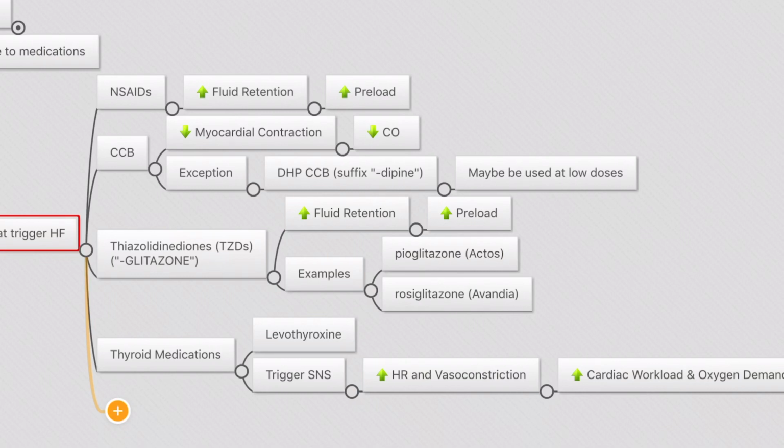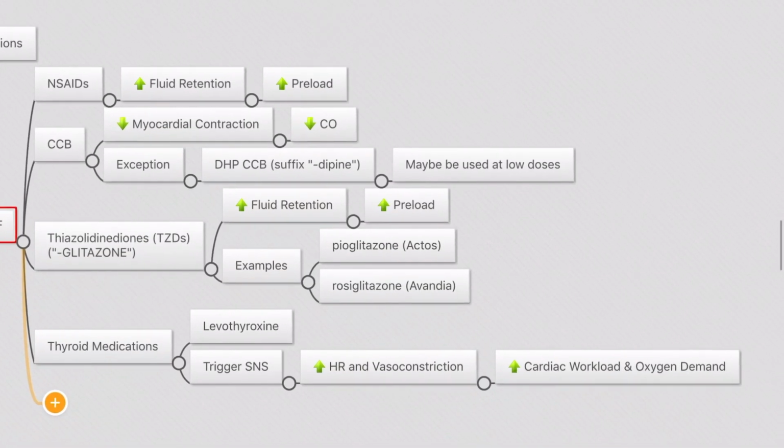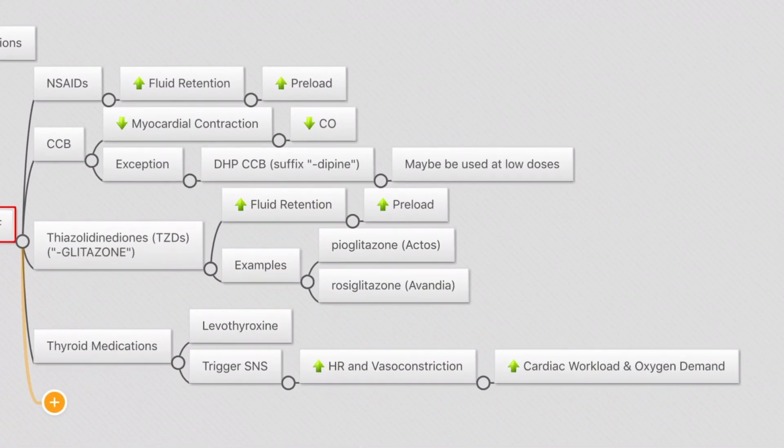Then you have the TZD. TZD is one of the oral anti-diabetic medications, and that's going to increase fluid retention, and that will in return increase preload. Examples will be Actos and Avandia. Thyroid medication as well, levothyroxine can trigger the sympathetic nervous system, and that's going to increase heart rate and cause vasoconstriction.